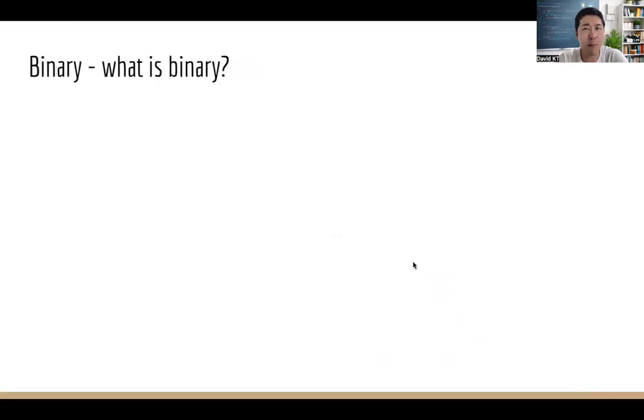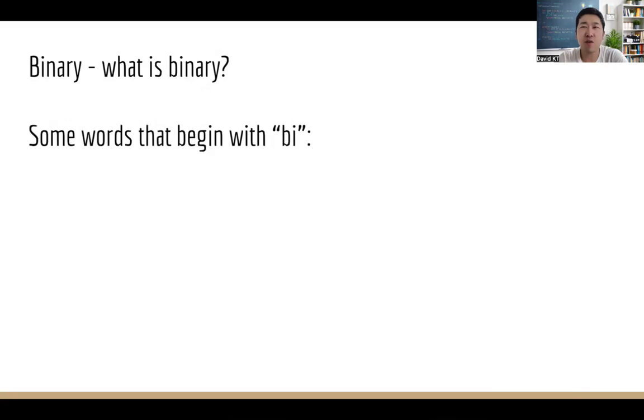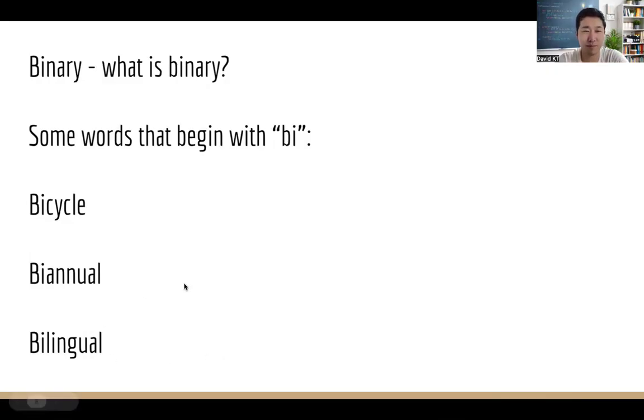First, what is binary? I'll give you some words that begin with BI. Bicycle, biannual, bilingual. Hmm. Bilingual means how many languages? That's right, two languages. Biannual means every how many years? That's right, every 2 years. And for a bicycle, how many wheels are there? That's right, there are two of them.